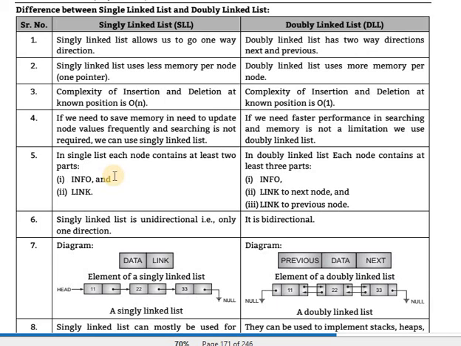In fifth difference, in a singly linked list, each node contains at least 2 parts, info and link. In a doubly linked list, each node contains at least 3 parts, info, link to next node and link to previous node. Sixth difference, singly linked list is unidirectional, that is only one direction, doubly is bidirectional.